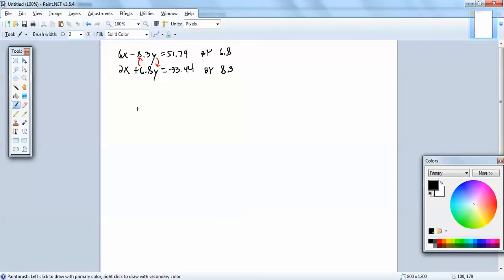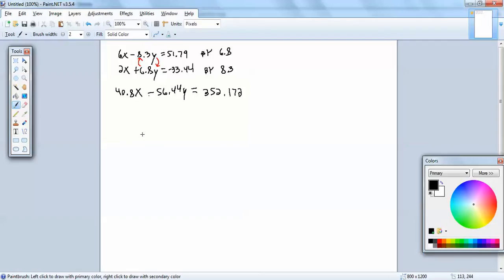6.8 times 6 gives us 40.8, so it becomes 40.8x. 6.8 times 8.3 gives us negative 56.44y. 51.79 times 6.8 gives us 352.172.